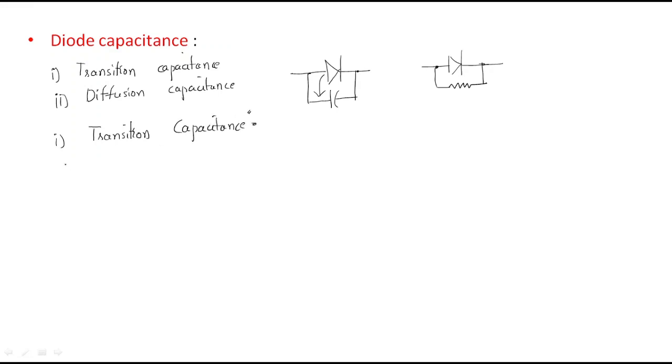So generally, transition capacitance. Whenever we are in reverse bias mode, what happens? Transition capacitance generally happens in reverse bias mode. Once again we will look at the reverse bias mode of the PN junction diode. So in reverse bias mode, what happens?